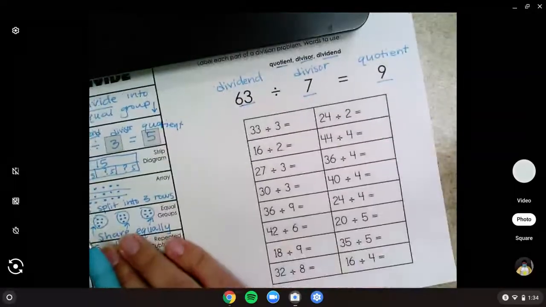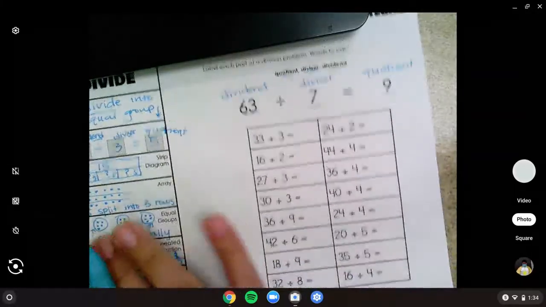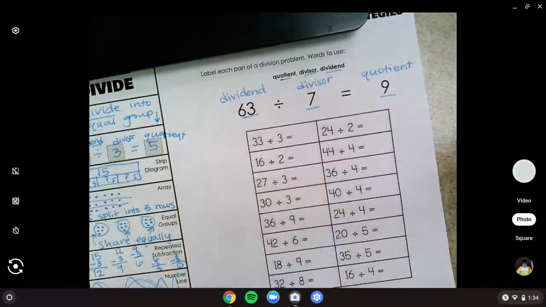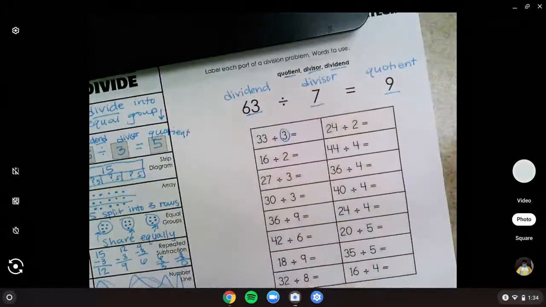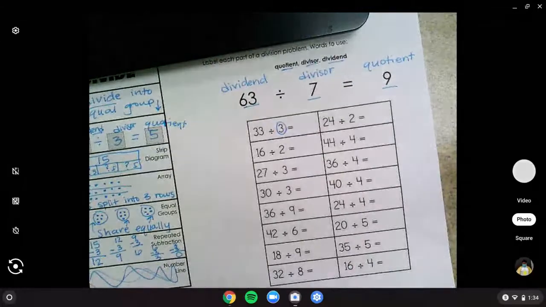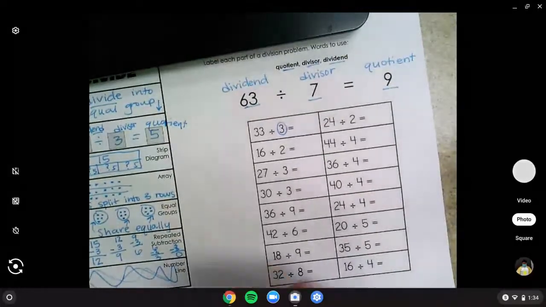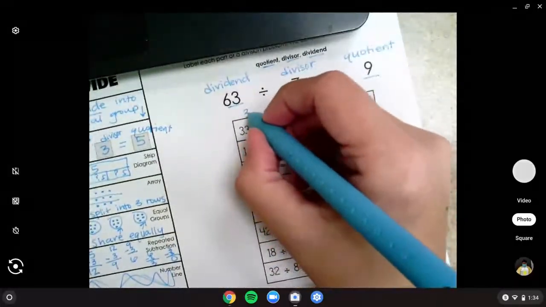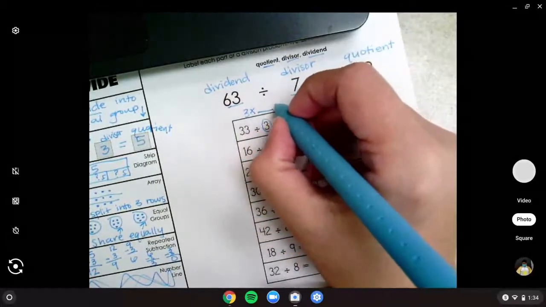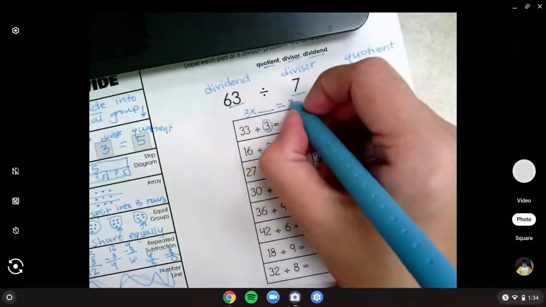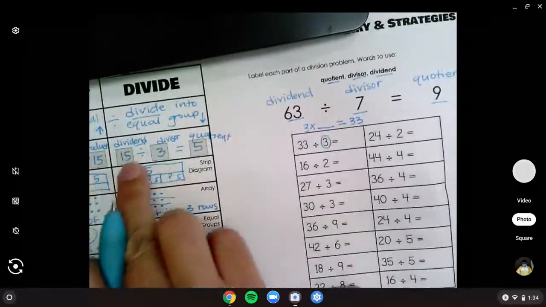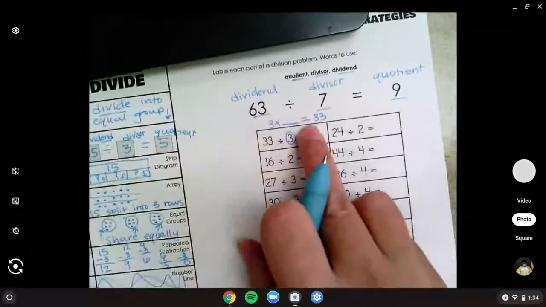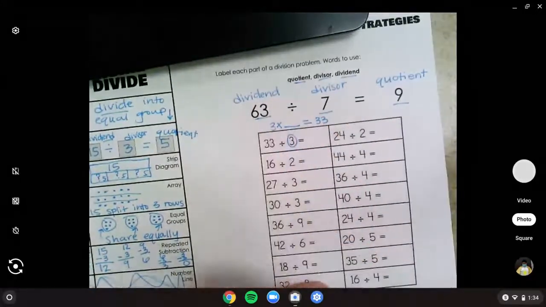We can sketch it out, if that's helpful, like we did over there. But we know that multiplication and division are related. So what I'm going to do is use my divisor in my problems, and I'm going to make a multiplication fact in my head. So I'm thinking 3 times what equals, I take my dividend and put it as my product. So 3 times what is 33?